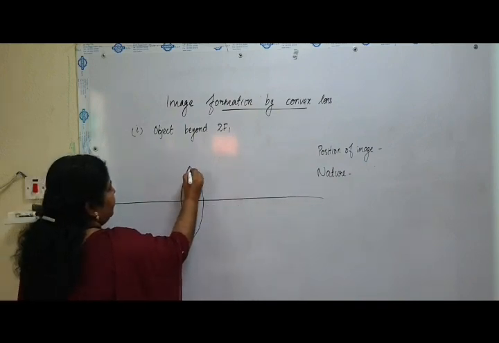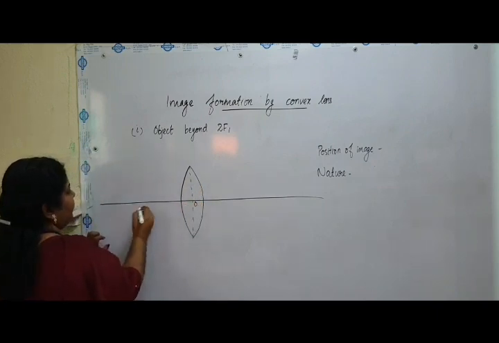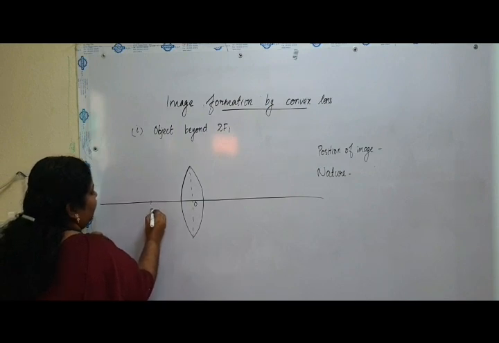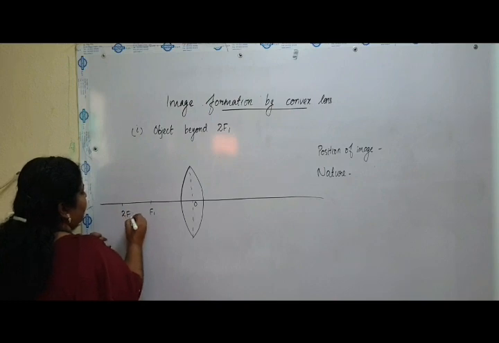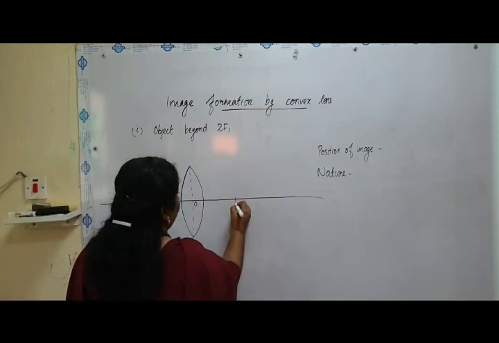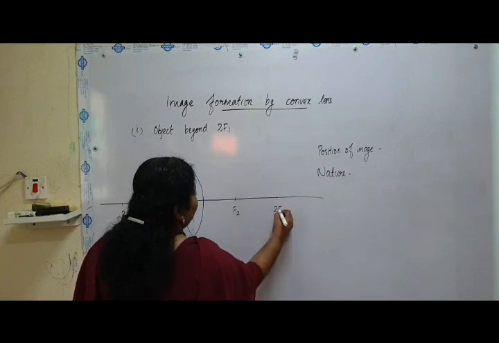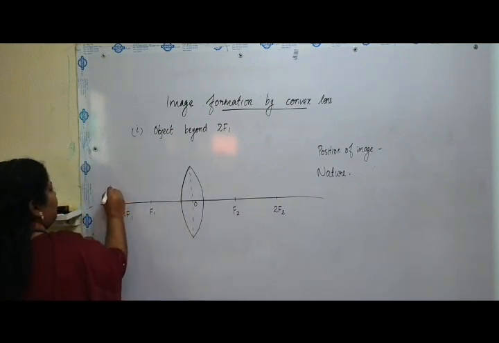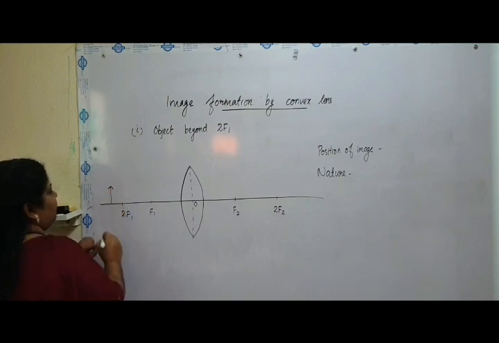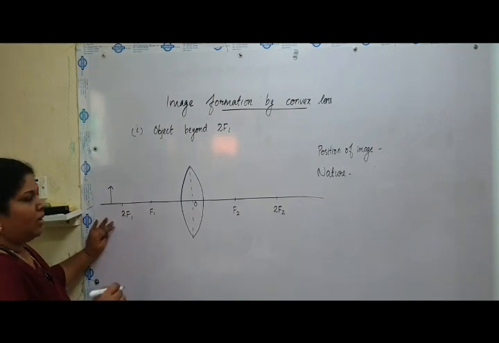Principal axis, optical center. Now F1 to F1, F2 to F2. So here we are going to keep an object beyond F1. So this is 2F1. Beyond 2F1 we have kept an object.